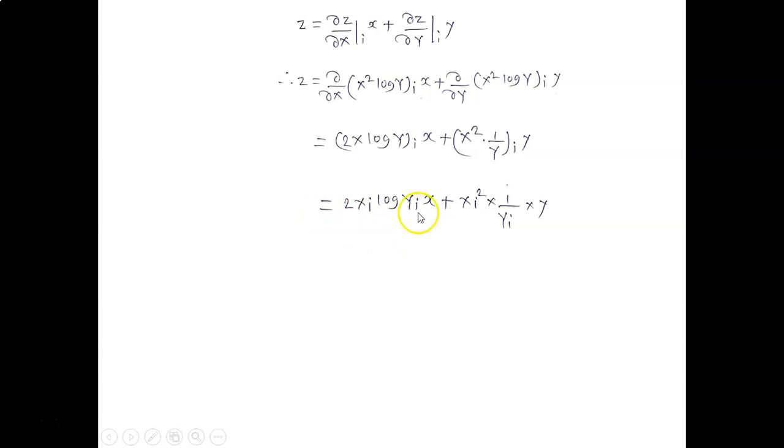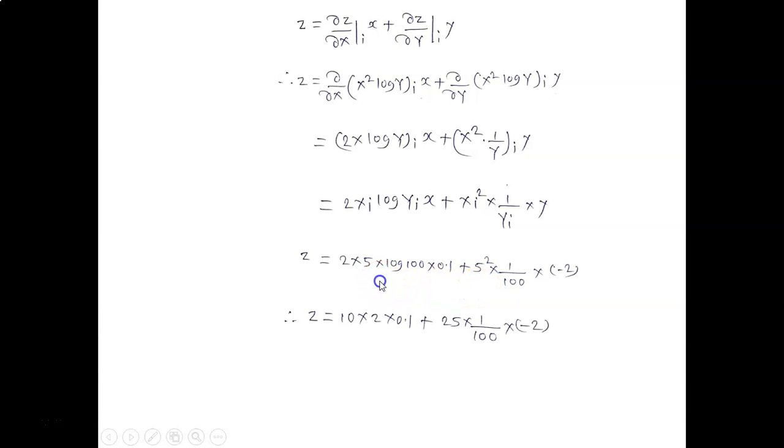Therefore substituting values of xi, yi and small x and small y, we are getting small z is equal to 2 into 5 into log of 100 into 0.1 plus 5 square into 1 upon 100 into minus 2. Therefore z is equal to 10 into 2 into 0.1 plus 25 into 1 upon 100 into minus 2. Therefore z is equal to 0.2 minus 0.5, which is minus 0.3. Therefore this is the value of small z.